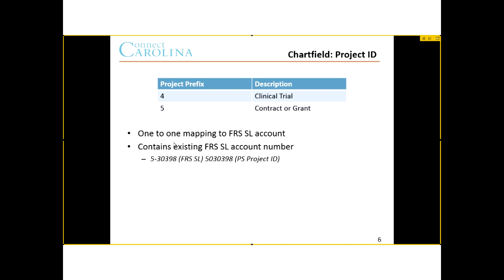The second digit will be either a 0 or a 1. If it is a 0, that means it is a converted project. If it is a 1, that means it's a new project created in PeopleSoft after October 1st. And the rest of the digits are similar to your FRS account.